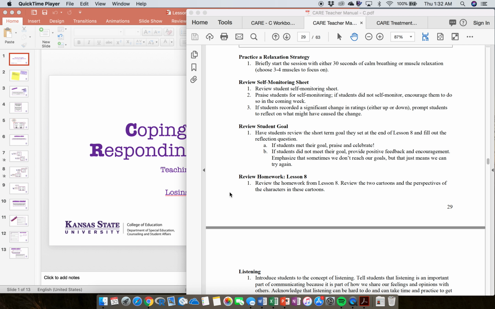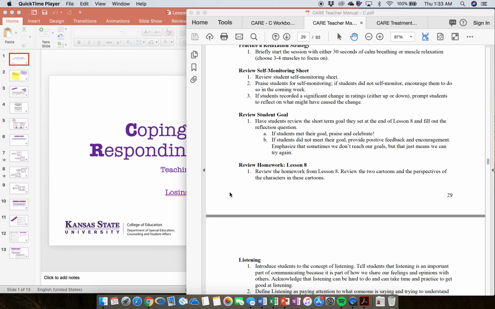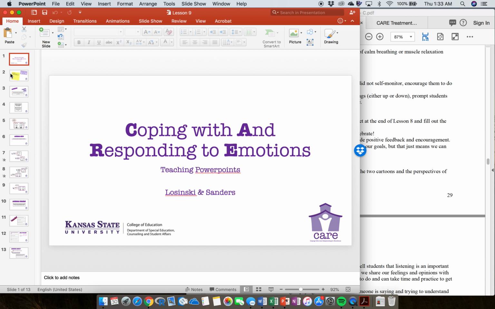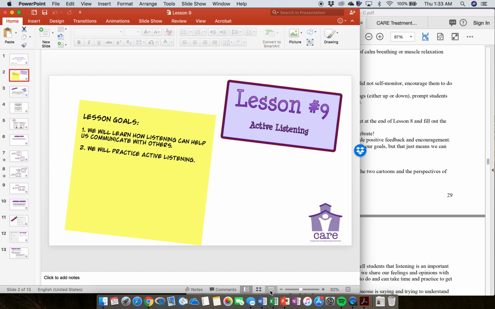Next, have students reflect or review that short-term goal that they set at the end of lesson 8 and answer the reflection question in the student workbook. And then finally go ahead and have students review the homework from lesson 8. If you remember, lesson 8 was all about different perspectives, and so students had 2 cartoons where they needed to identify the perspectives of the characters in those cartoons. So you can review the answers to those and student responses to those. And then it is time to start lesson 9.